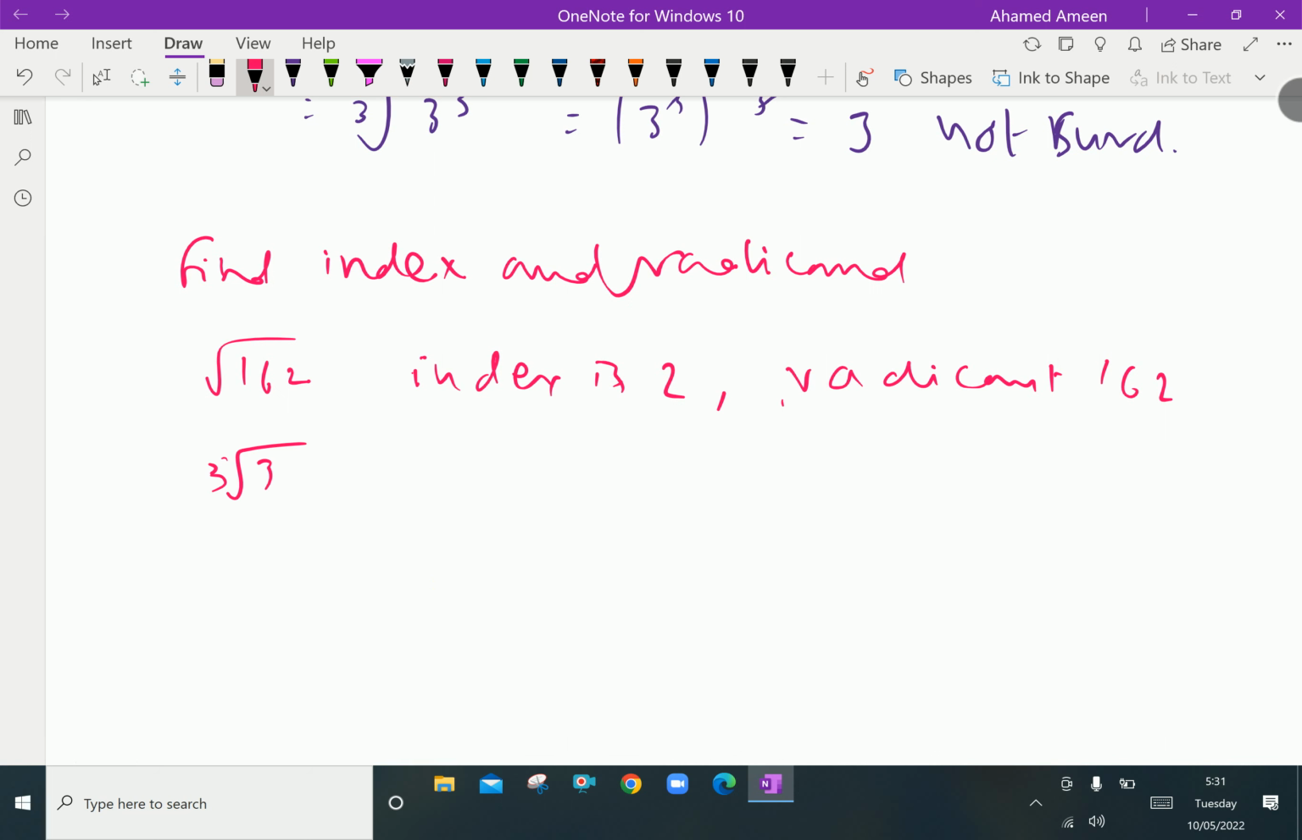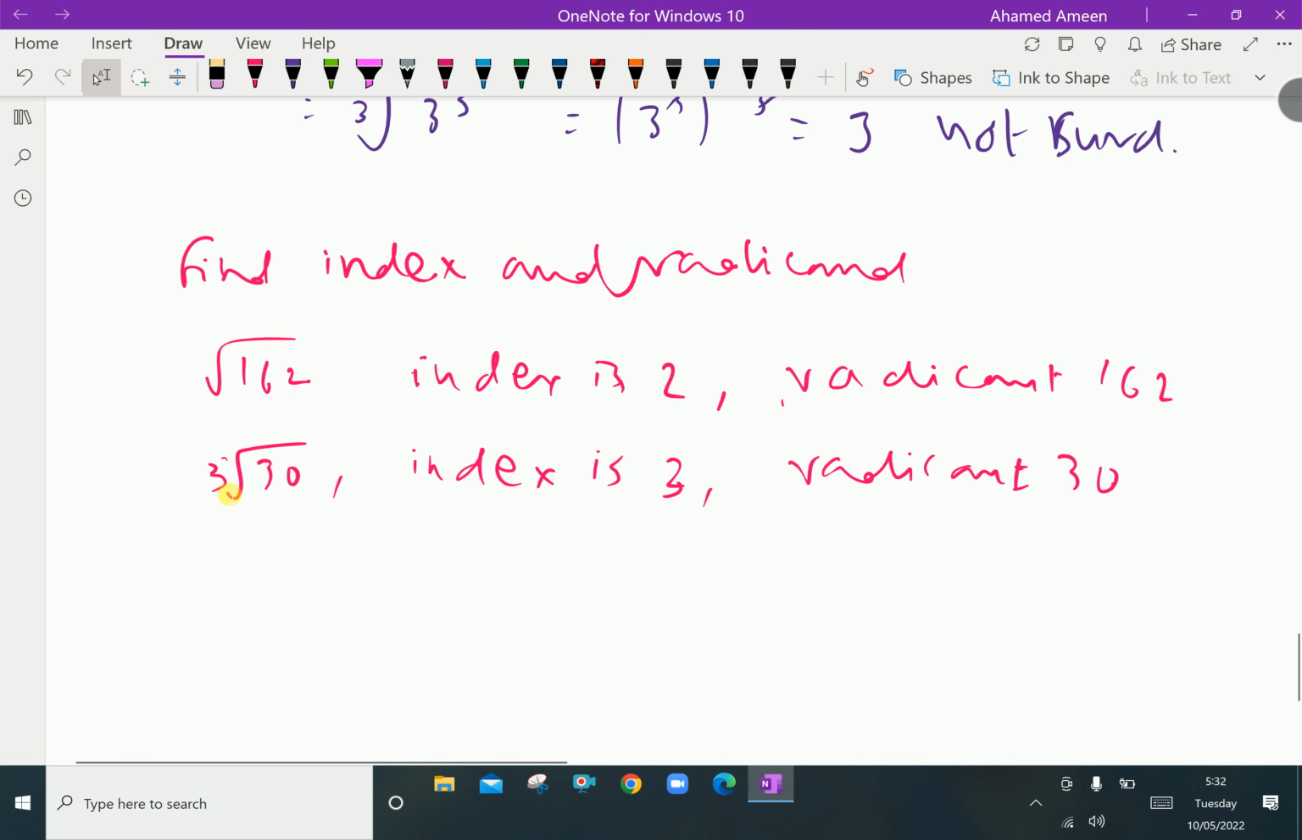Like that, cubic root of 30. Here the index is 2 because square root, and radicand is 3. It's a cubic root. Index is 3 and radicand is 30. Here because it's a cubic root, the index is 3 and the radicand is 30.